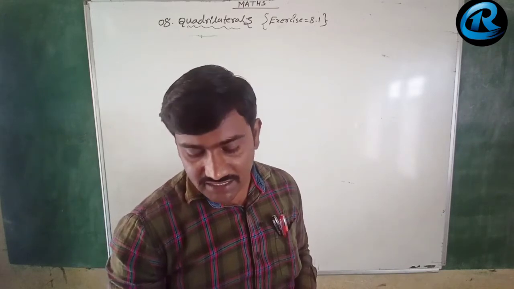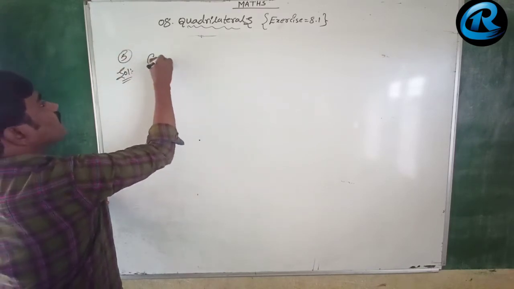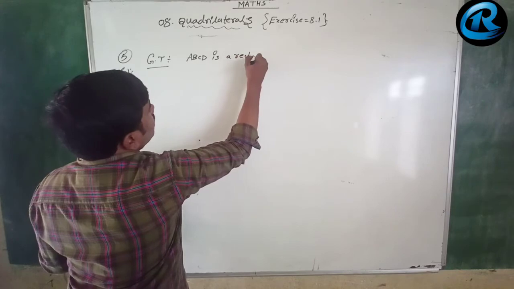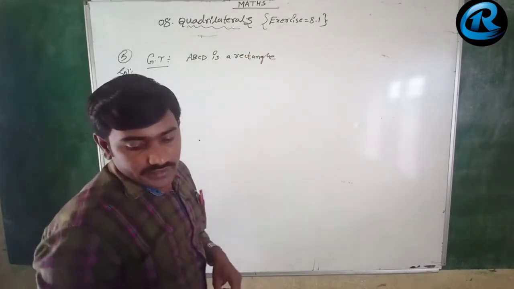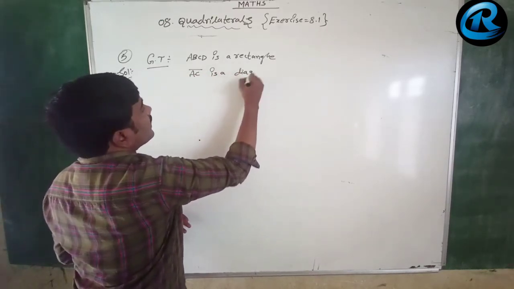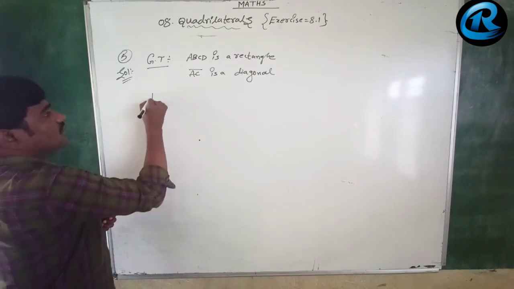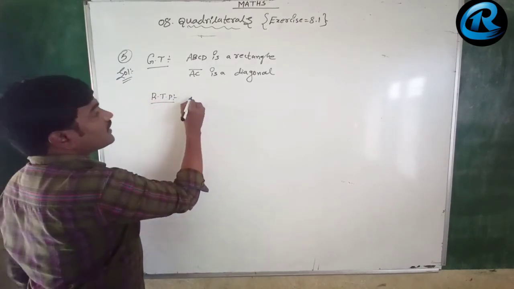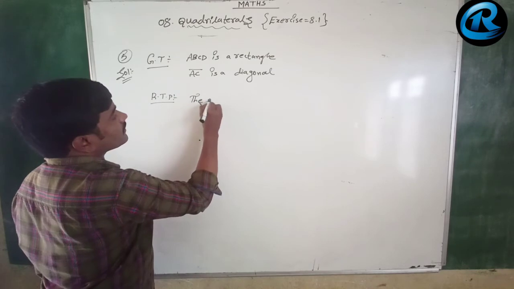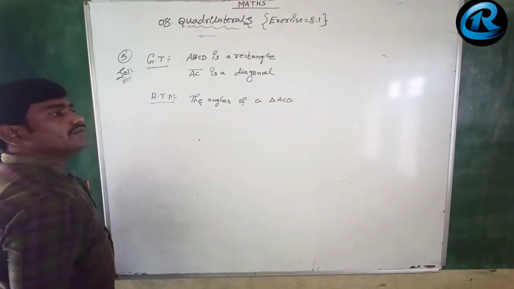ABCD is a rectangle. AC is a diagonal. Let us go for that. The question number 5 given: ABCD is a rectangle, and AC is a diagonal. Then find the angles of triangle ACD. We have to find out RTP. We have to find the angles of triangle ACD.